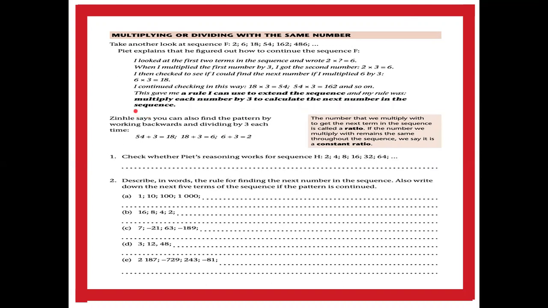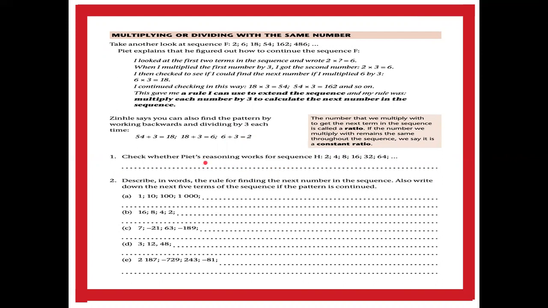And then it says, Zinsler says that you can also find the pattern by working backwards and dividing by 3 each time. So you can have 54 divided by 3, and then you get 18. 18 divided by 3 will give us 6, and 6 divided by 3 will give us 2. The number that we multiply with to get the next term in the sequence is called a ratio. If the number we multiply with remains the same throughout the sequence, we say it is a constant ratio.